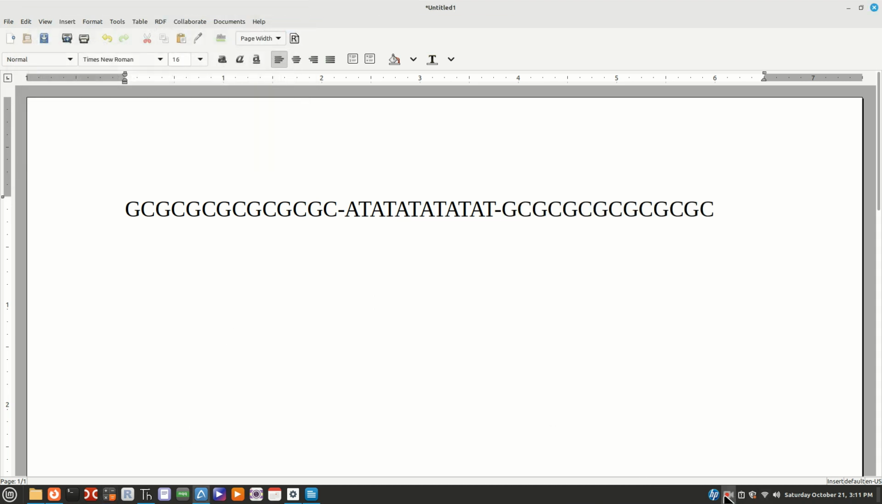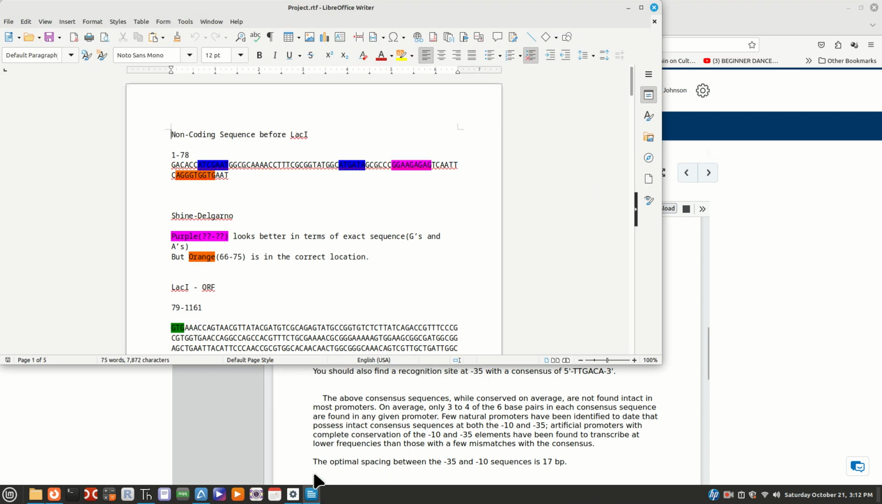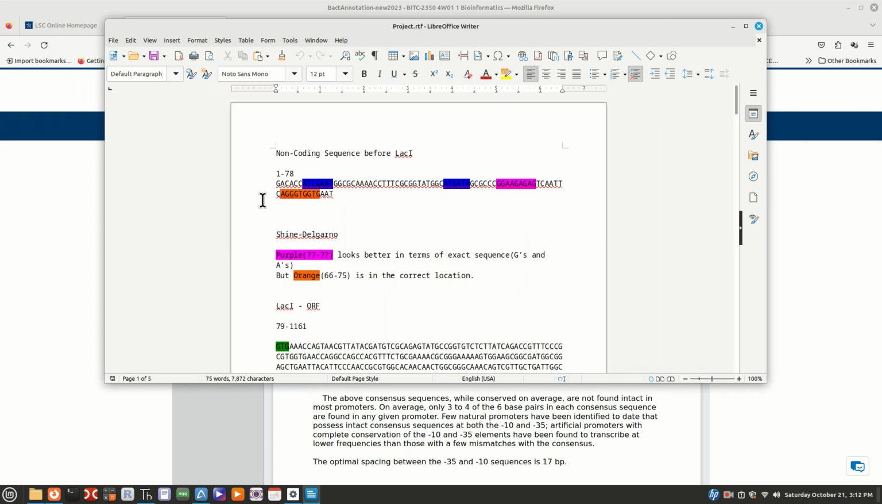Now, if we look at what it says here, this would be what we consider the promoter region. So what is the size of it? Well, it's going to have all 3 of these parts. So at least 30 base pairs, 10 in the middle and 10 on each side, up to about 50. So our region should be between 30 and 50 base pairs.